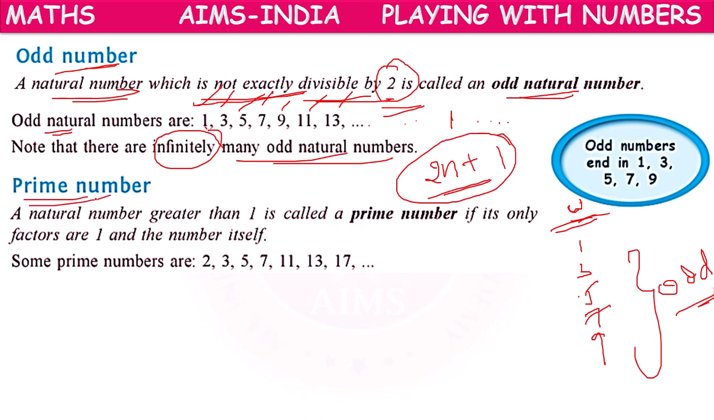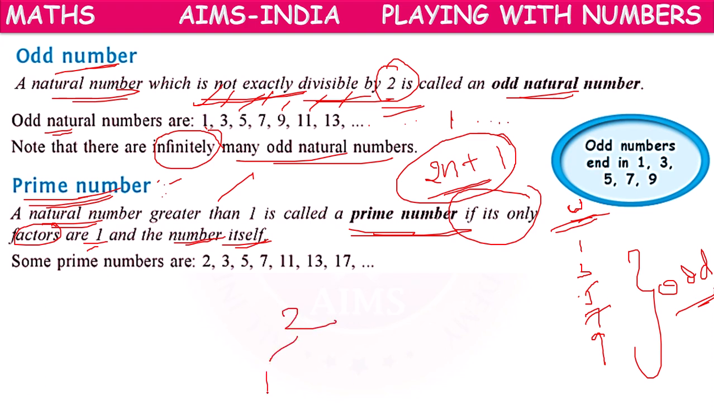Next, prime number. A natural number greater than 1 is called a prime number. But what is the condition? If its only factors are 1 and the number itself. Means if you take 2, 2 is divisible by 1 and 2. That's all. There is no other number.